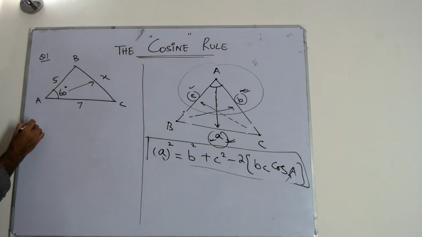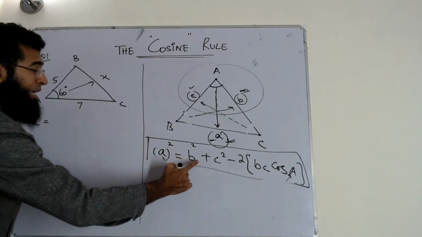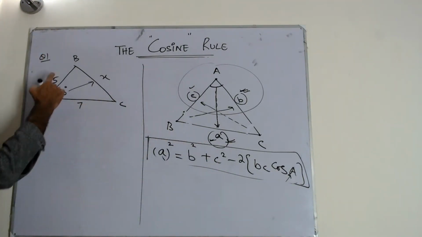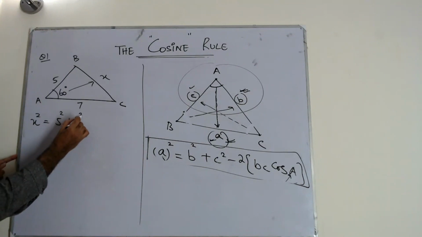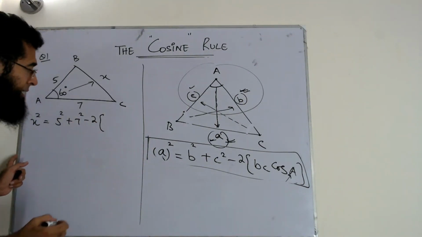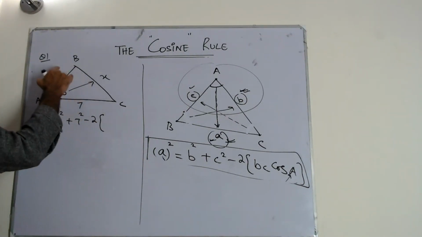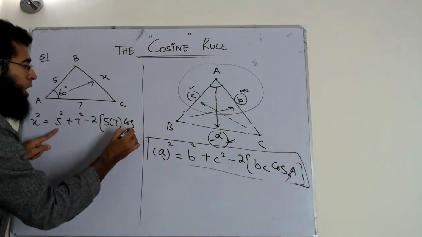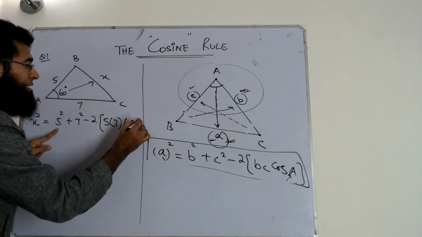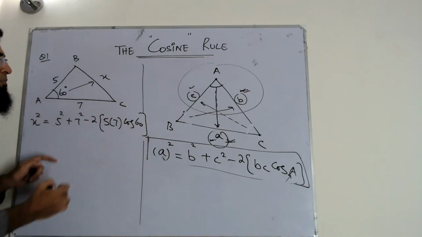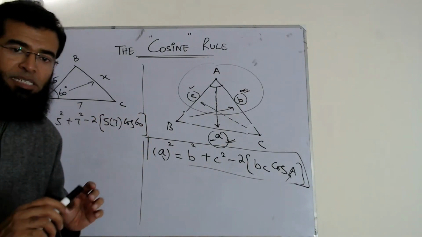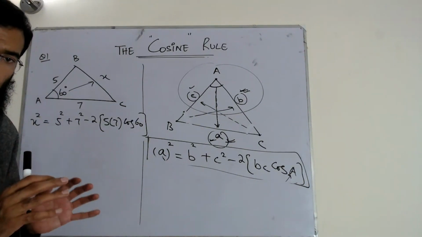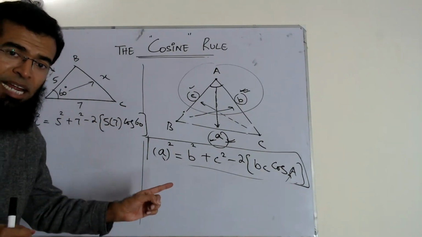So we'll apply the formula: x square is equal to b square plus c square, the other 2 lengths, minus 2 times, put a bracket, the product of these 2 lengths, 5 into 7, and cos of the included angle, cos 60, and close the bracket. I hope this is absolutely clear. It's so simple. You just need to understand the concept.